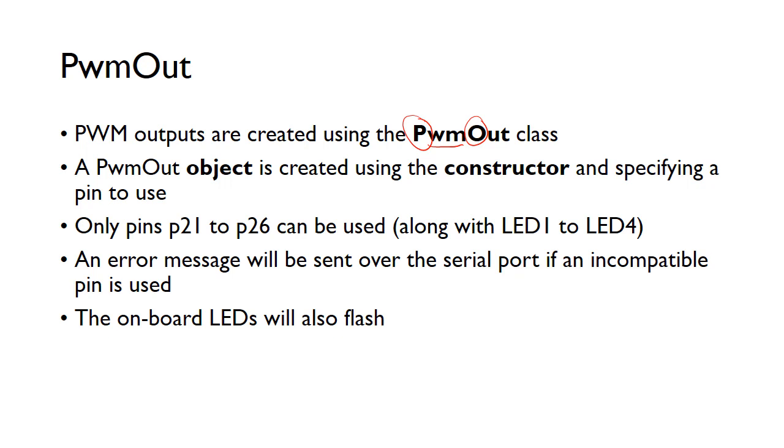It's very important you only use P1, P21 to P26, or LED 1 to LED 4. If you try and use a PWM class on a pin that doesn't support it, then you'll get an error message sent over the serial port, and the onboard LEDs will start to flash in a particular pattern when an error has occurred. So if you upload some code, and when you run it you get this particular pattern, that's more likely caused by you trying to use a specific class with pins that don't support it.